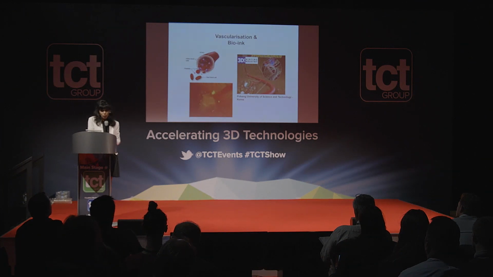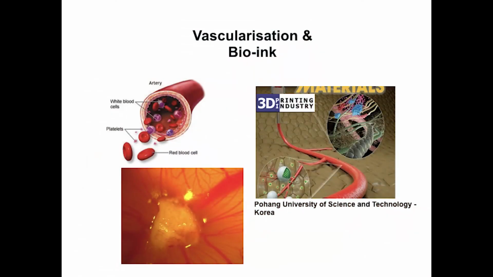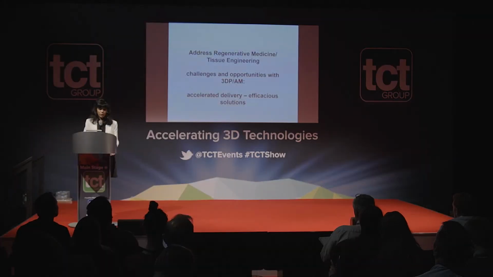This is another very important area where 3D printing can be used: vascularization. You can have the best structure that you want, but if it's not vascularized enough, it might not be very compatible, and the body might not integrate it well. So it's really important that this is addressed, and bioinks could be one of the areas used to address this.